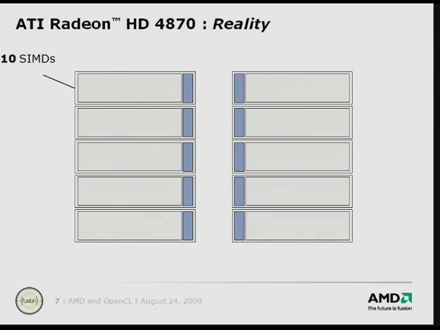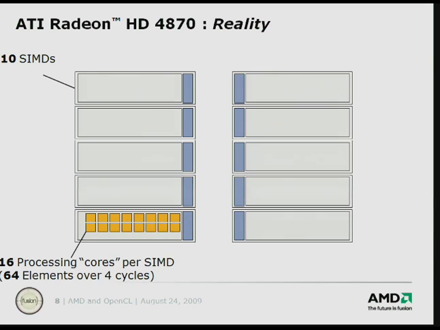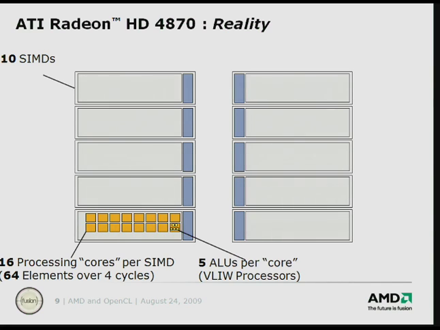So if you actually dig into what the architecture looks like as a whole, and let's dig into what these cores actually look like, these compute units, these 10 SIMDs. Well, we have 16 processing cores per SIMD, so big fat ALUs. And we process 64 work items over 4 cycles, so 16 times 4. So we have a branch granularity or an execution width that's effectively 64 wide. Now, each of these 16 processing cores has 5 ALUs in it, so we are a 5-wide VLIW machine down to its core.